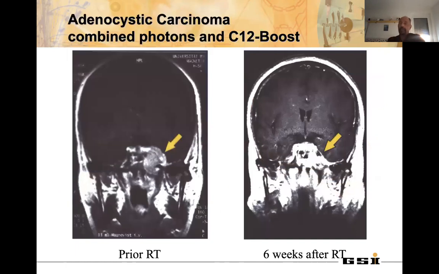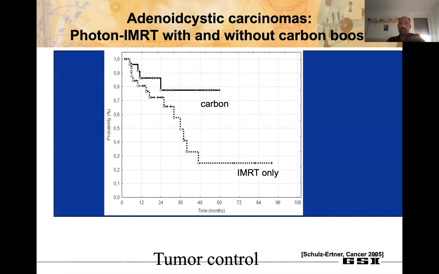Adenoid cystic carcinoma here, examples. You see the amazing initial results at short time for carbon versus IMRT for adenoid cystic carcinoma, showing a large increase in survival for patients having carbon in addition to IMRT. This is a boost of carbon to IMRT.